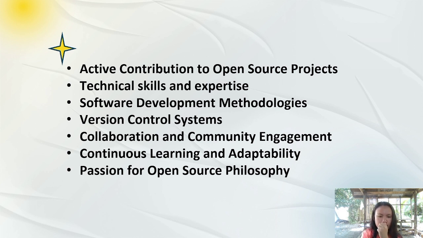Version control systems. Open source developers rely on version control systems like Git to manage their code base and collaborate with other developers. They understand concepts such as branches, commits, merging, and resolving conflicts. Version control systems allow them to track changes, facilitate collaboration, and maintain a well documented history of the project.